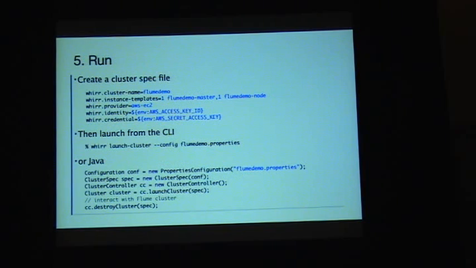And this is actually very similar to the stuff you've already seen. We create a cluster spec file. If you look at the templates line, the interesting point is there are two templates now. We've got one saying we want to run one master and we want to run one node. And then the CLI launch is the same as before. The Java is very similar to before as well. The first four lines are the same. The interaction with the cluster is obviously different because it's a Flume cluster. And that shows you how to actually run the service.